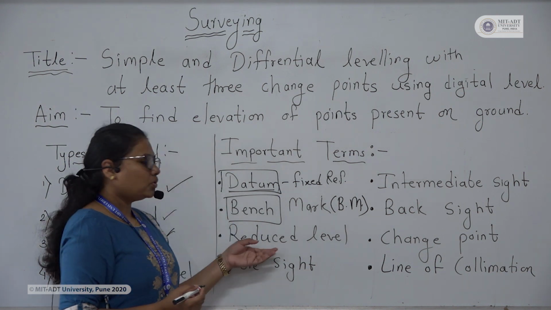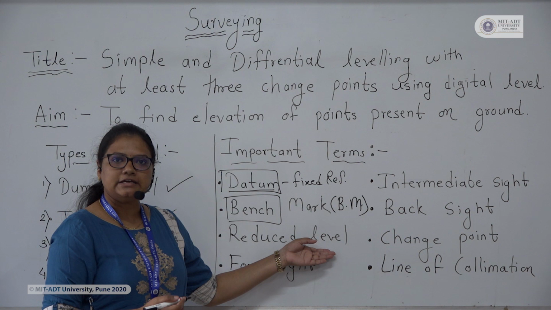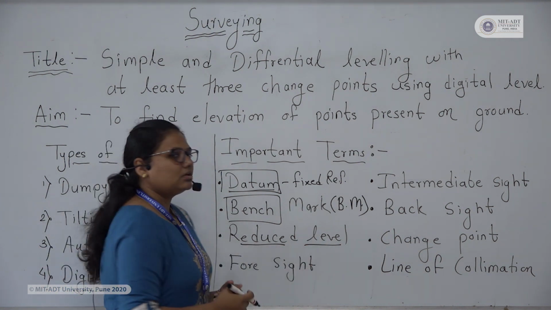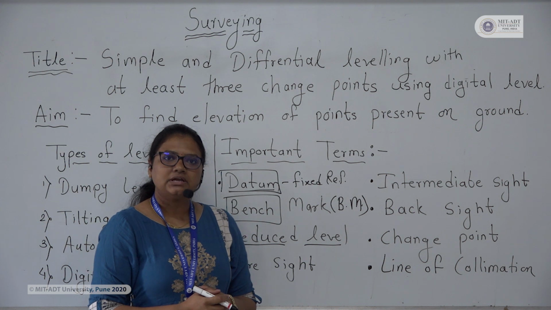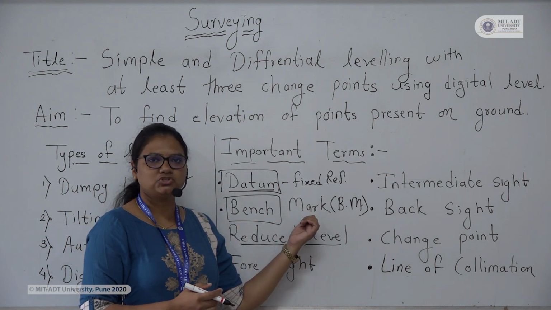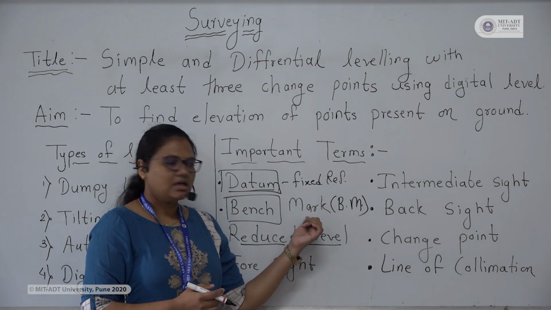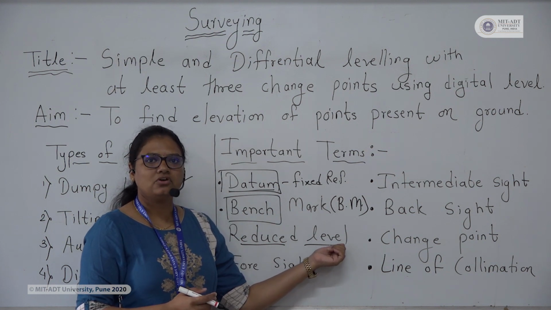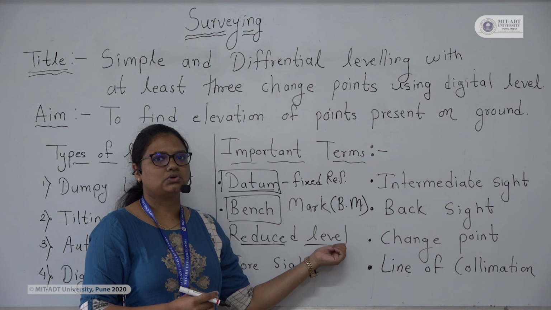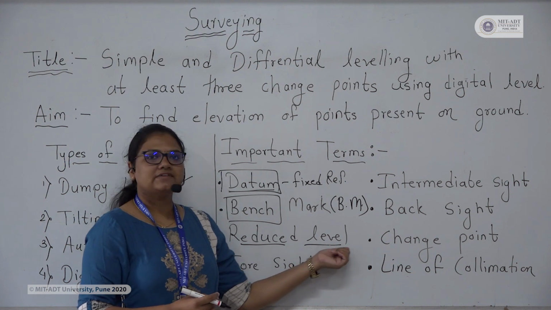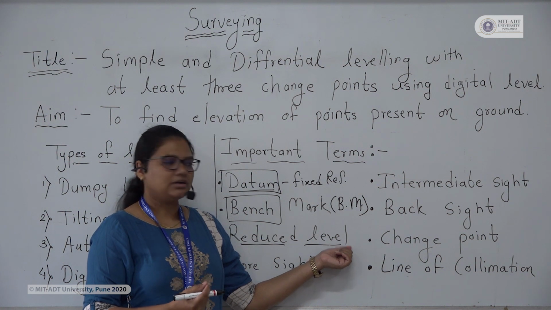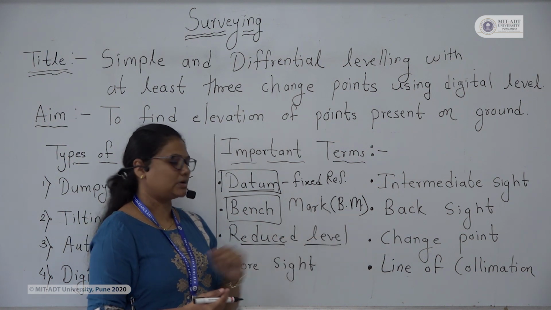Our third most important definition is the reduced level. Reduced level is nothing but the elevation of any point with reference to the benchmark. In this surveying, after observing the readings, we have to find out the reduced level of each point present on the ground surface. Reduced level is a fixed elevation of any point with reference to this benchmark.